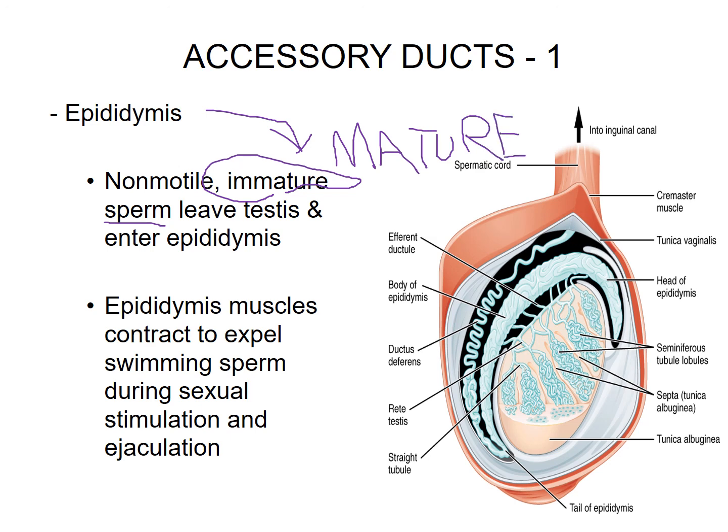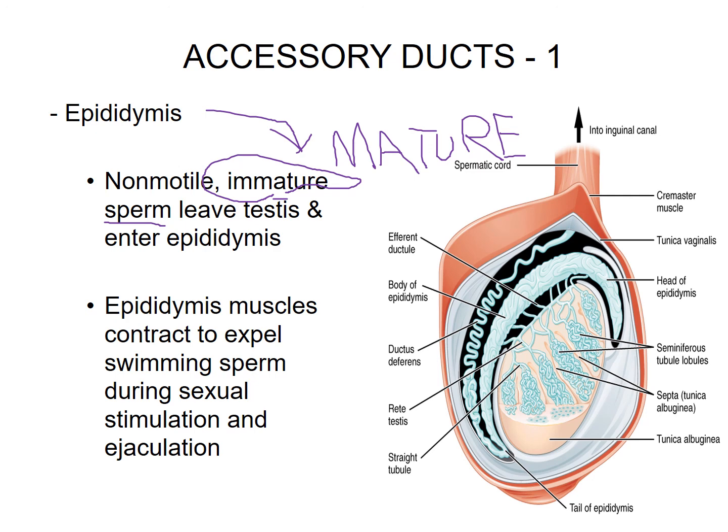Now, this process takes a while. This process takes about 21 days. But a male body is constantly making sperm all the time throughout the day. So even if a male is very, very sexually active, premature sperm is constantly being sent to the epididymis to mature, to eventually procreate and have a baby. That's the whole goal once again.